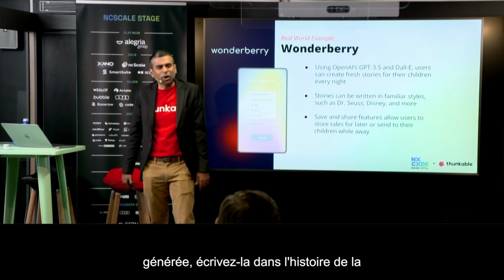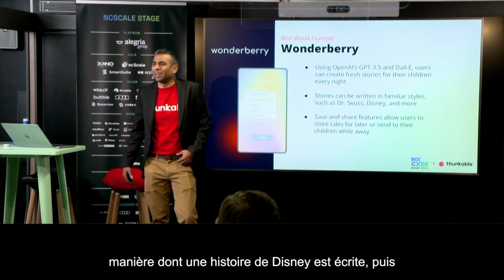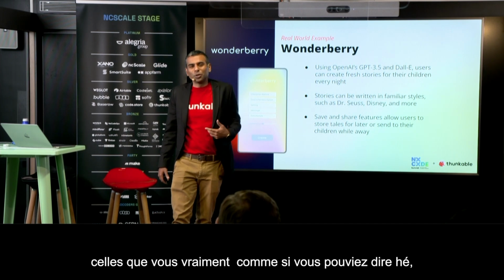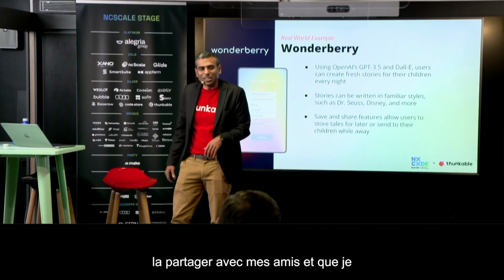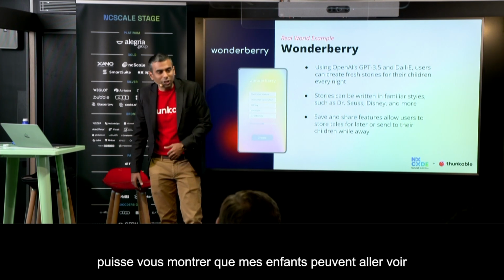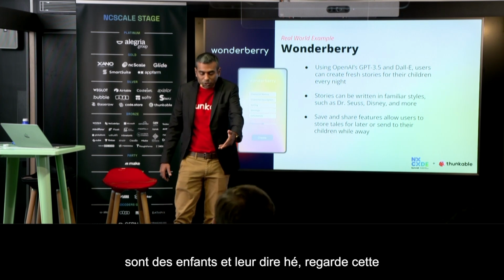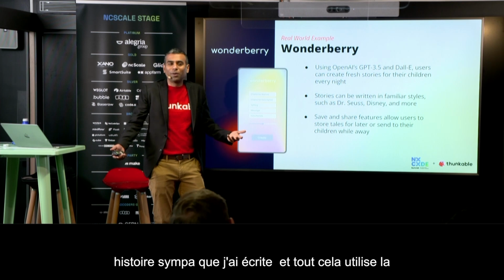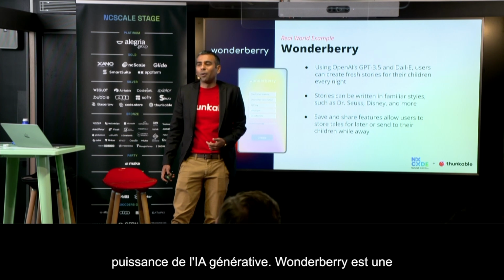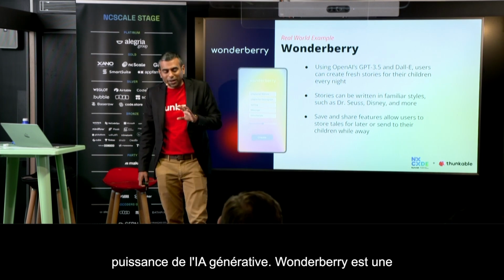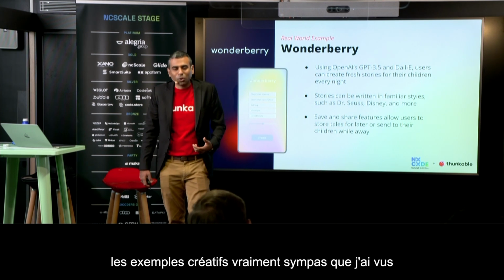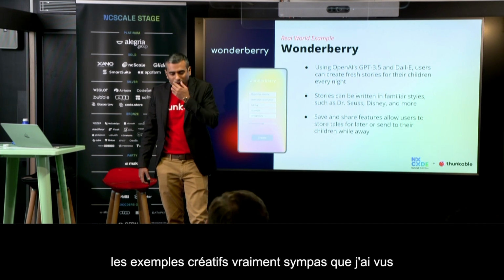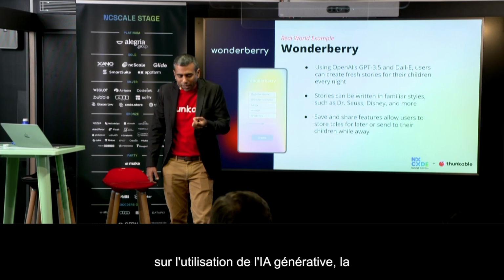Write the story in the way a Disney story would be written. And then for the ones you really like, you can say, hey, save the story for later, so I can share it with my friends, and my kids can go to their friends who are kids and say, hey, look at this cool story I wrote. And that's all using the power of generative AI. Wonderberry is an incredible app. I encourage you all to check it out. It's one of the really cool, creative examples I saw of using generative AI.